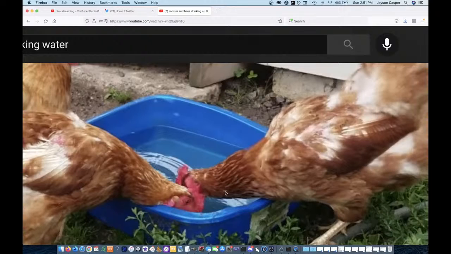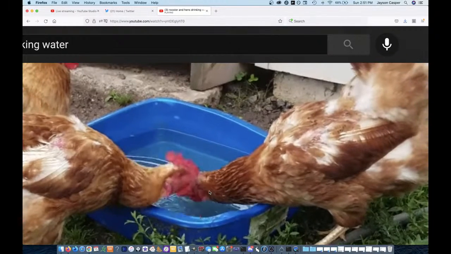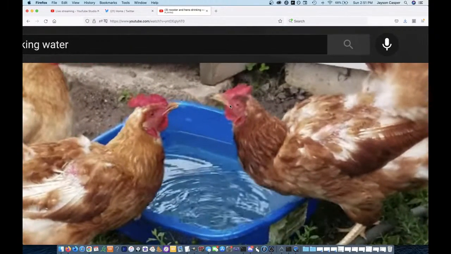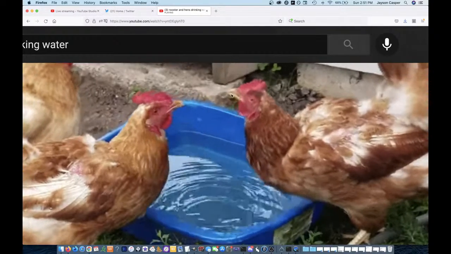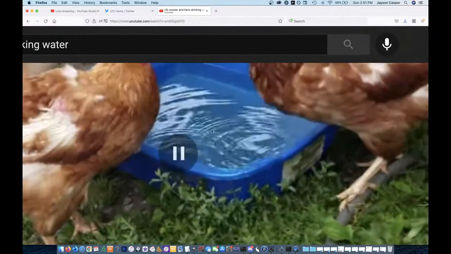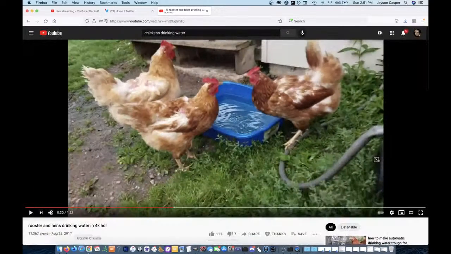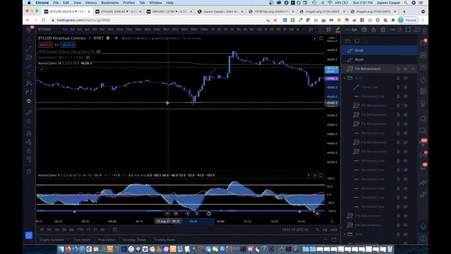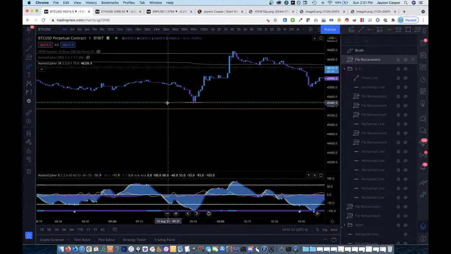Okay? Look at this. Now, watch what the chicken does. Pulls the head out of the water. Okay? And then takes the beak and drinks that water down. See? Look at the beak go. That's exactly what's happening with the price. And so that's why it's called the chickens drinking water type of trade setup here.